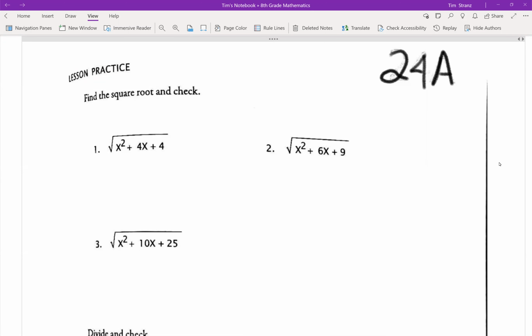We're going to talk about square roots of polynomials and dividing polynomials. All right, so let's look at number 1.